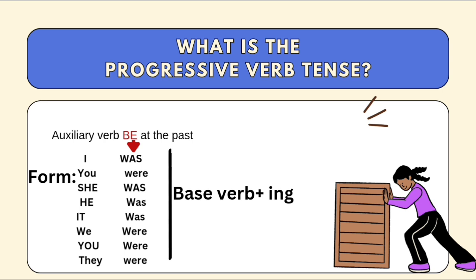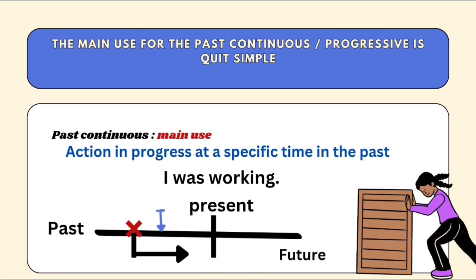The main use of the past continuous or progressive is quite simple. Here it is. It is used to show an action in progress at a specific time in the past. Okay, for example, I was working, and here's your diagram. In the past, the action started, but the action is an ongoing action. So it's a long action. I was working. It's not a short action. Working takes a long time. I was working, and then at a specific time in the past, I was in the middle of doing that action.